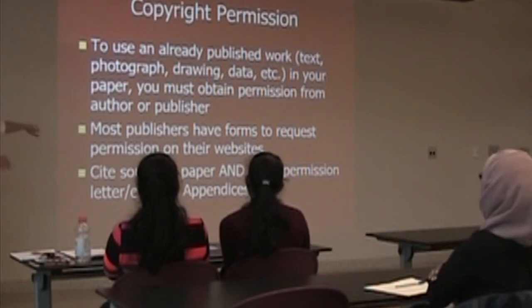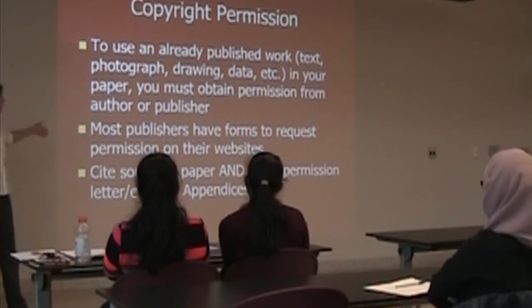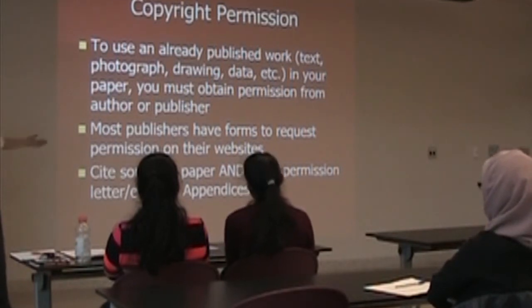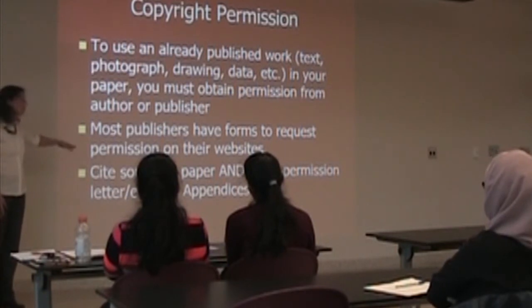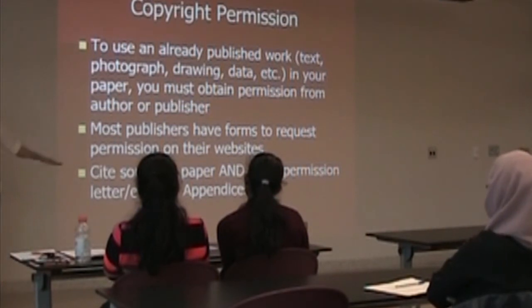And like I said, most publishers have some kind of request right on their website. You can probably do a search for how to get permission to use copyrighted material, or maybe just send an email to their contact information. And so then you would still cite the source in the paper, but then you would also insert the permission email in the appendices.